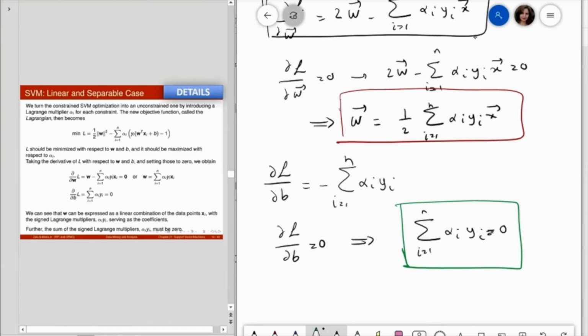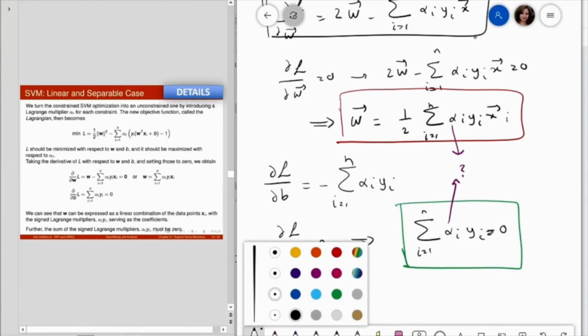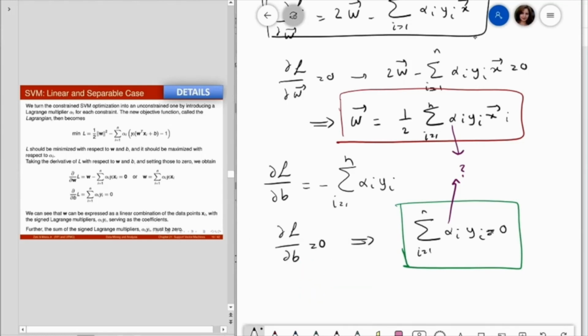Okay, so does this give me the solution right away? Well, no, it doesn't. Why? Because I don't know the value of alpha i's. I know yi for all of my data points, and I have xi for all of my data points, but I don't have alpha, so I don't know how to calculate w yet. Similarly for b, when I take the derivative of L with respect to b, I don't have any b in the result that I see here, so I cannot really find b.